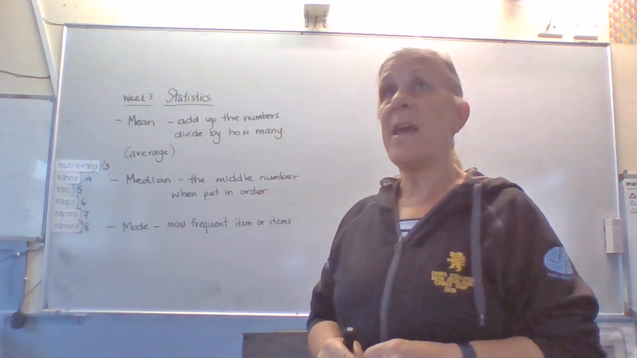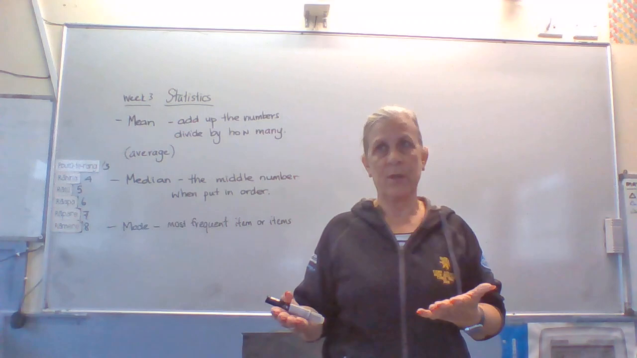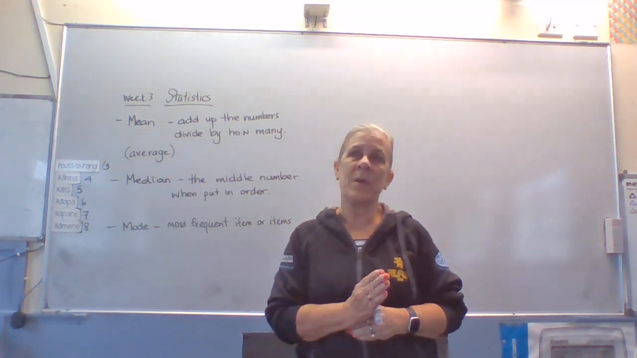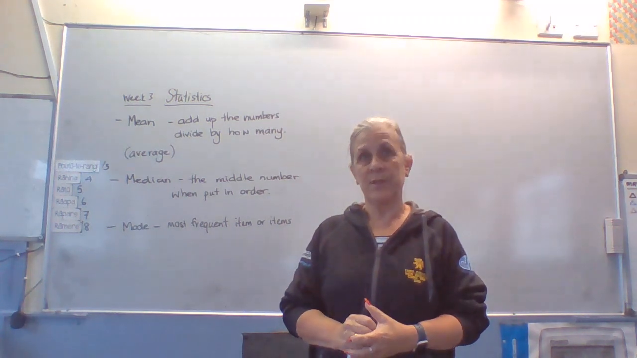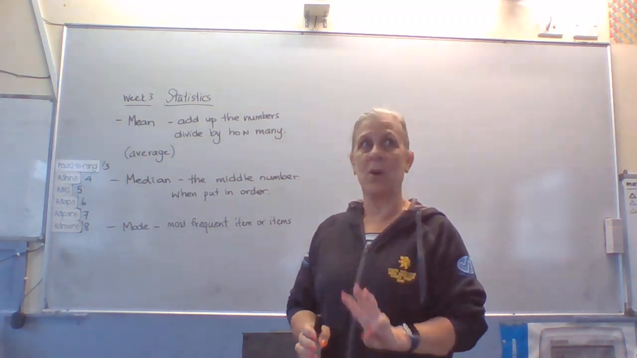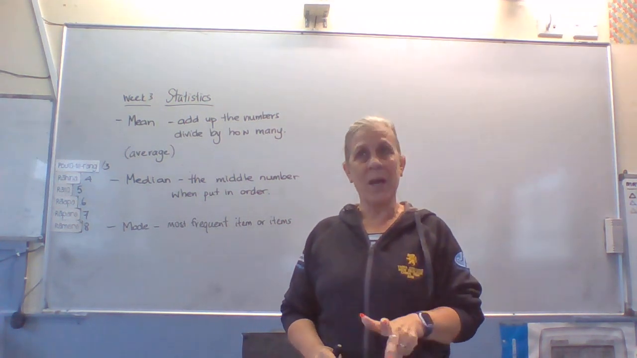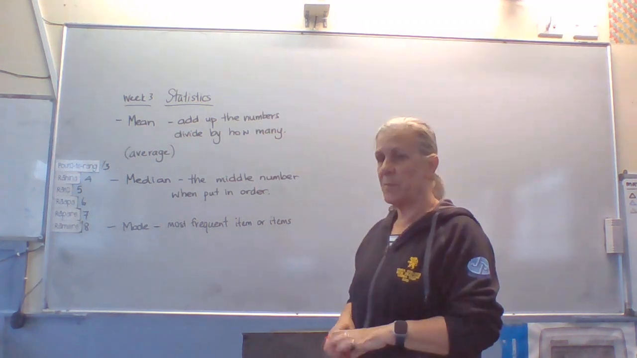So if we have 1, 2, 3, 4, 5, 6 again, there's no mode. They all occur one time, and if they all occur just one time, there's no mode. But if we had 1, 1, 2, 2, 3, 3, we've now got 3 modes. They all occur twice. All right? So we'd have 1, 2, and 3 as the mode.